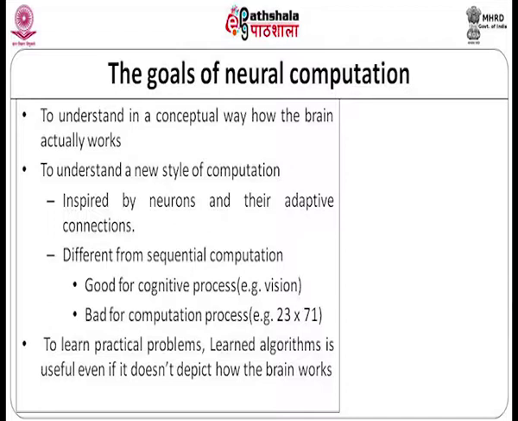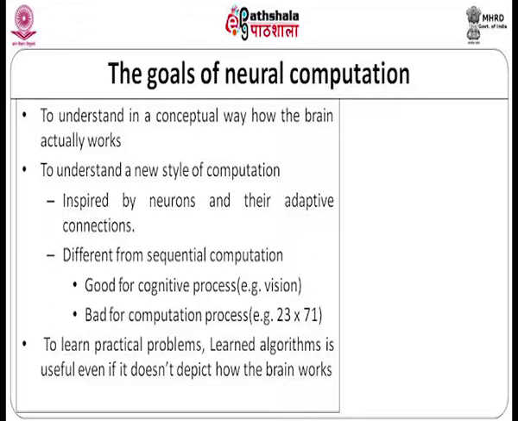Now, let us go further. What are the goals of neural computation? To understand how the brain actually works, maybe, though it is big, complicated, and made of a lot of stuff that dies when you poke it around. To understand a new style of computation, this is very important. At the time when neural networks came into the picture, this was very innovative. It is inspired by neurons and their adaptive connections. In our brain we have connections that are adaptive to the circumstances, to whatever signals we get.